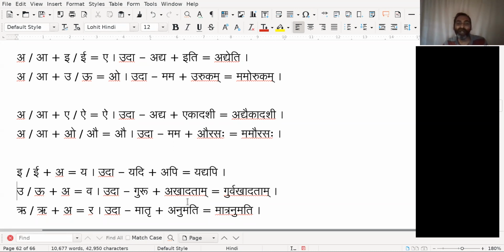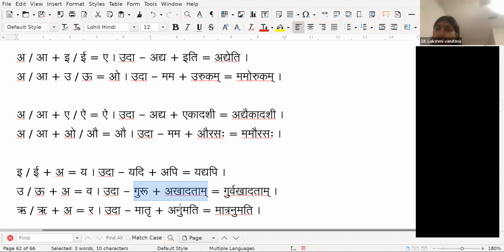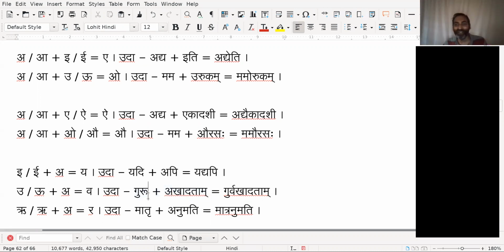Okay. Guru Akhadatam. What is this? Any idea? Guru akhadatam. Yeah, two gurus. Correct. This is a dvitiya vachanam. This is the dirgha ukara. Samyak, bahu samyak. So it became gurva khadatam. Okay, this ukara and akara, they get replaced by vakara. So because ukara went away, there is refa itself. And then vakara came. So it became gurva. Okay, gurva khadatam.